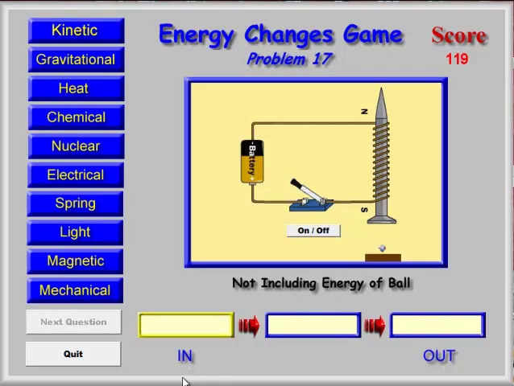Here we are in question 17. We've got an electromagnet. You can see that when we turn it on and off, we get the electromagnetism to occur. We start off with the energy in the battery, which would be chemical. That energy is then turned into electrical energy. And the electrical energy is what finally gets us to magnetic energy.